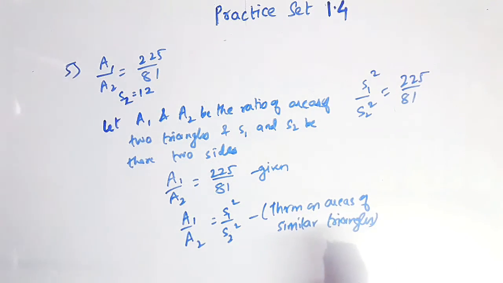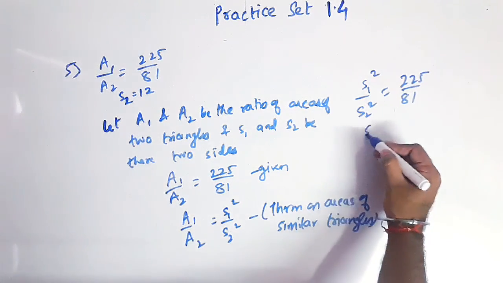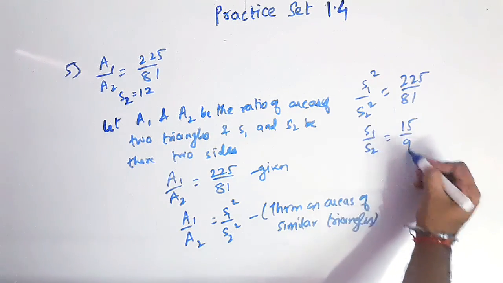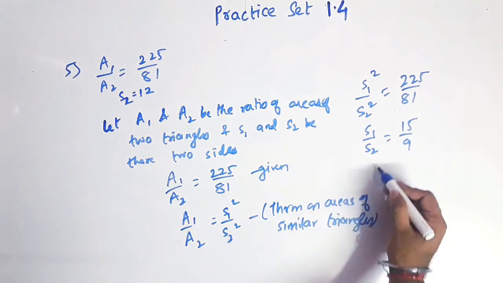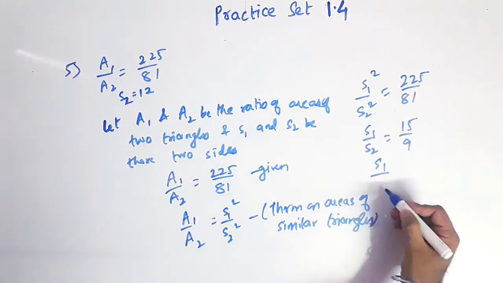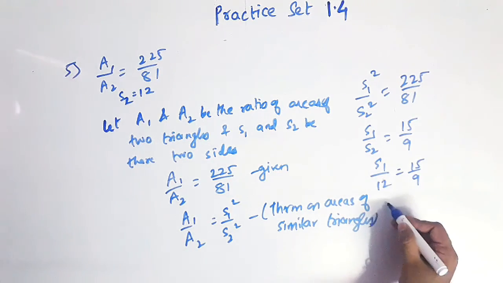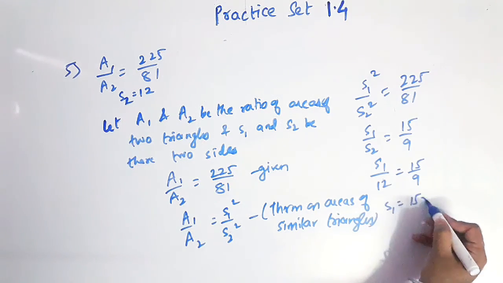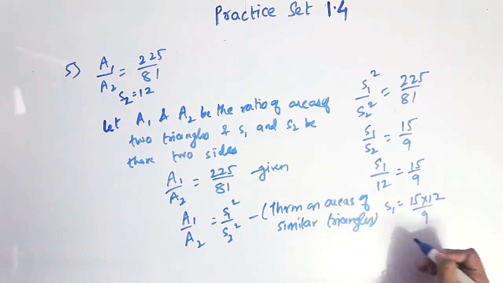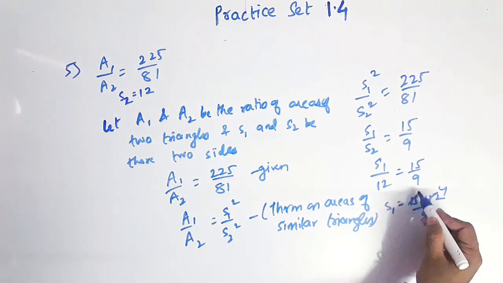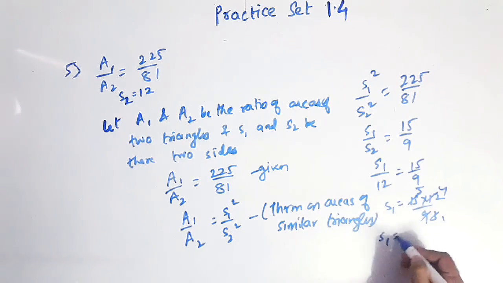Okay, now I'll take its square root. This will become 15, this will become 9. S1 we don't know, S2 we know, S2 is 12, so it is 15 by 9. So S1 is equal to 15 into 12 by 9. 3 3s are 9, 3 4s are 12, so how much is S1? 5 4s are 20. This is your final answer.